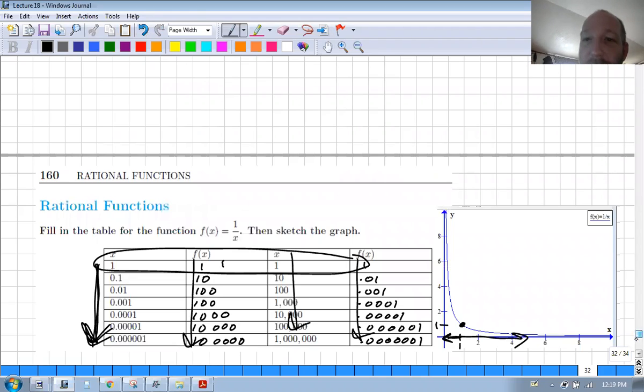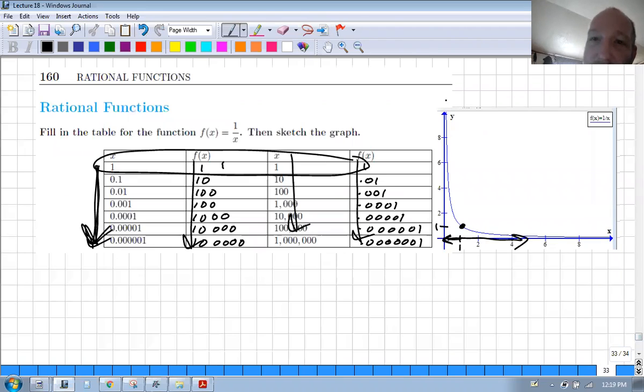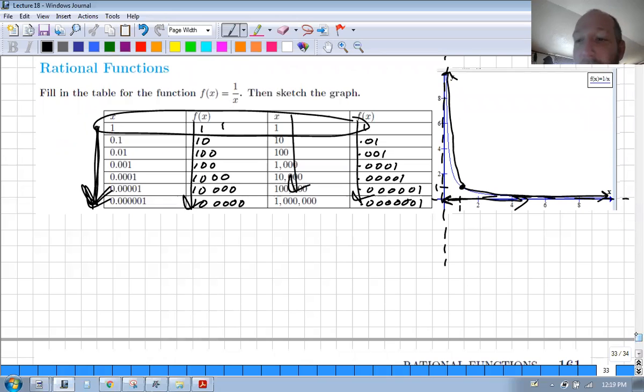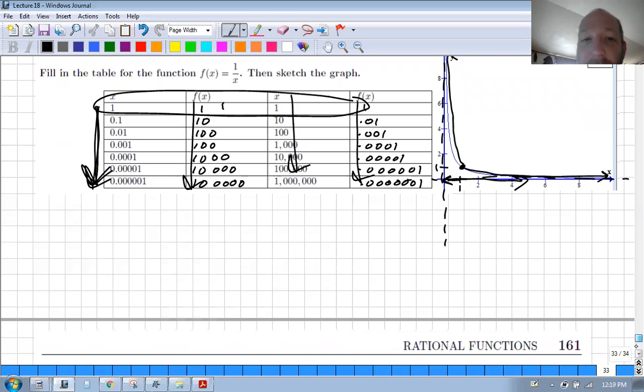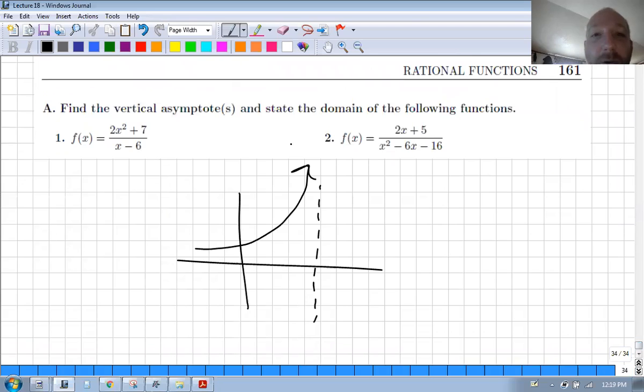Notice up here, we have a vertical asymptote at x equals 0. This thing gets closer and closer, but it never touches it. We have a horizontal asymptote at y equals 0. This thing gets closer and closer, but never touches it. That's what our asymptotes are. All right. So we're going to learn how to figure out where our asymptotes are.